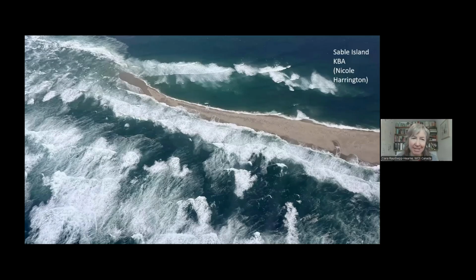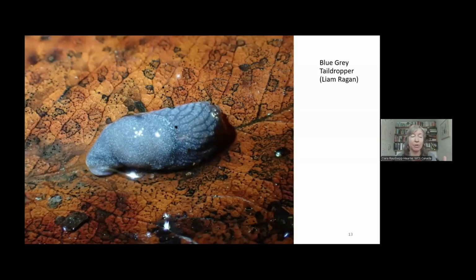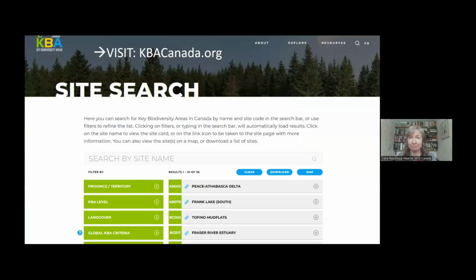We have hundreds and hundreds now of these photos from key biodiversity areas from amateur photographers across the country, and lots of interest from local media and regional media and national media about sites and species and ecosystems that people don't necessarily think about. So we have key biodiversity areas for polar bears and caribou and belugas, but also for the blue-gray tail dropper slug, which most people didn't know about, but is just as spectacular as a beluga.